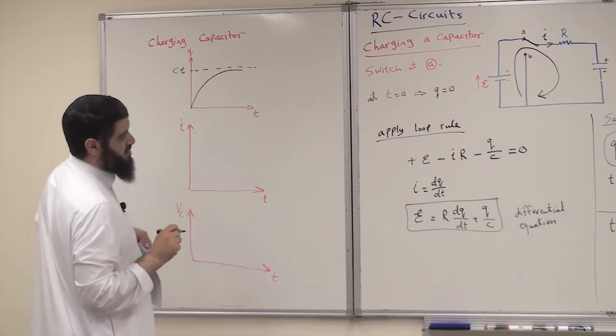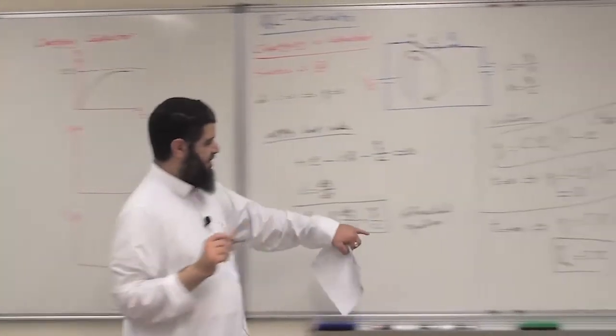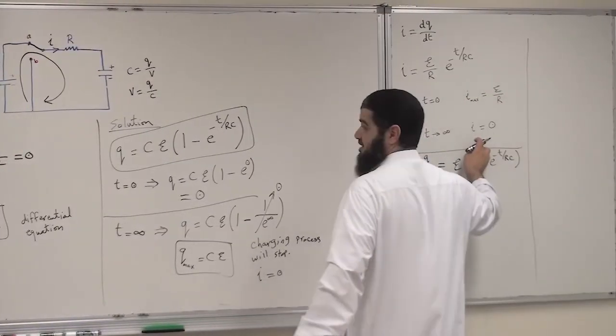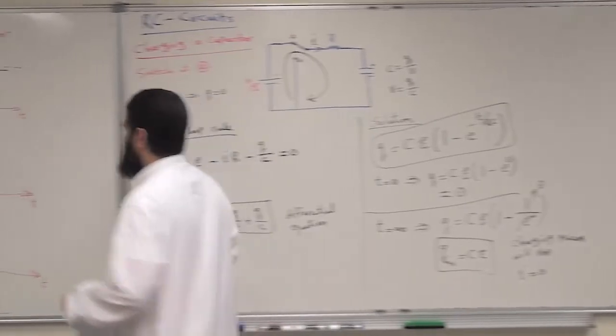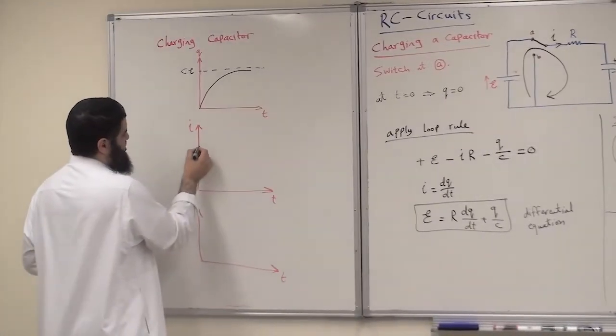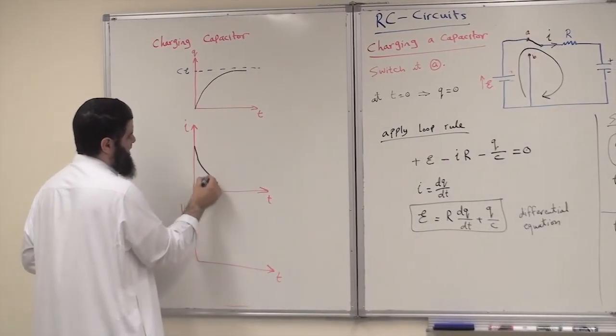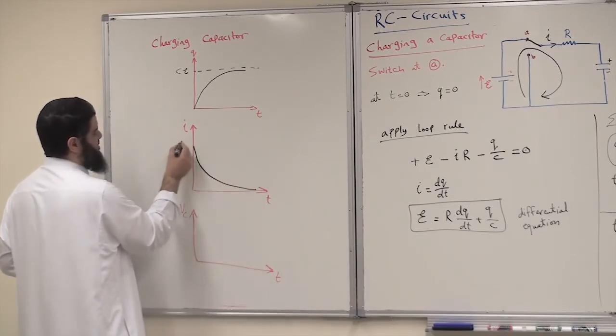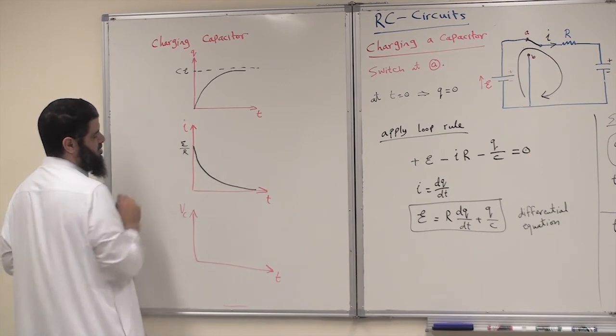For the current, we'll start with a maximum value, which is E over R. Then finally, after a long time, it will be 0. So we start with maximum value here, and it decays until it reaches 0. And this maximum value is just E over R.